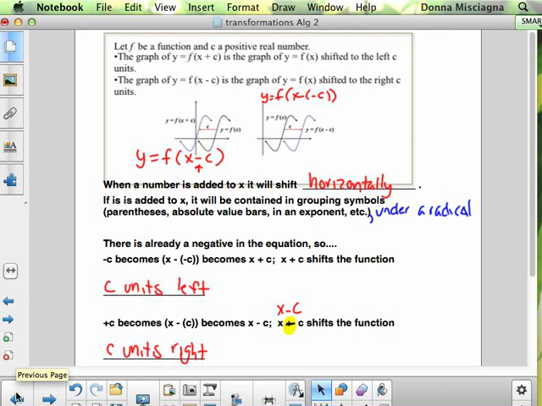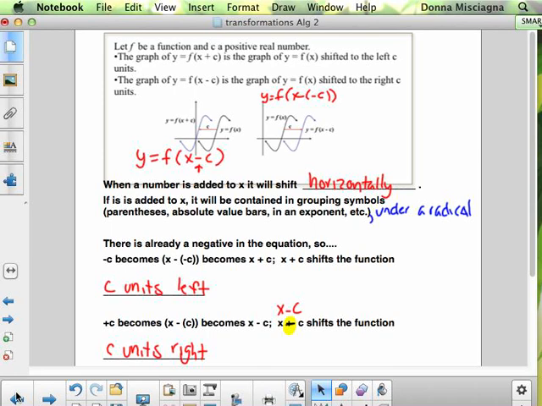Let f be a function and c be a positive real number. The graph of y equals f of x plus c is the graph of y equals f of x shifted to the left c units. The graph of y equals f of x minus c is the graph of y equals f of x shifted to the right c units. So notice that the plus is to the left, and the minus is to the right.